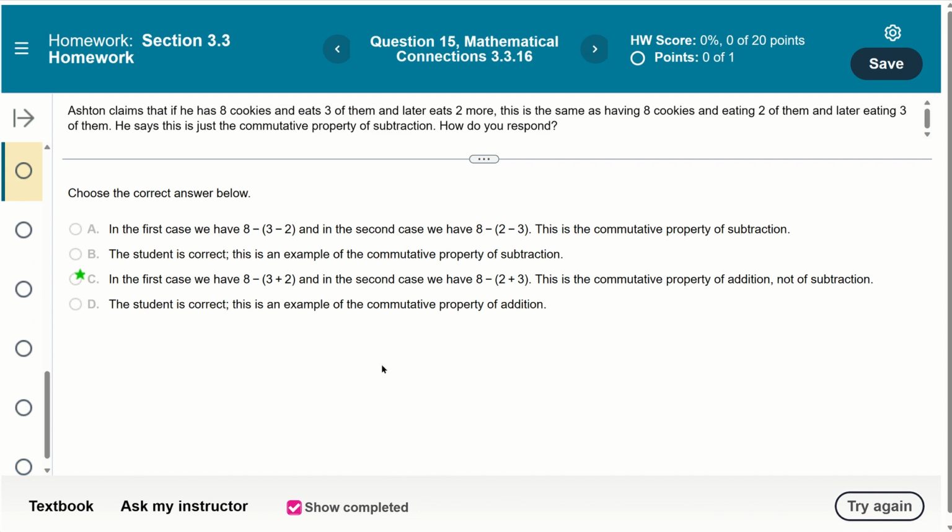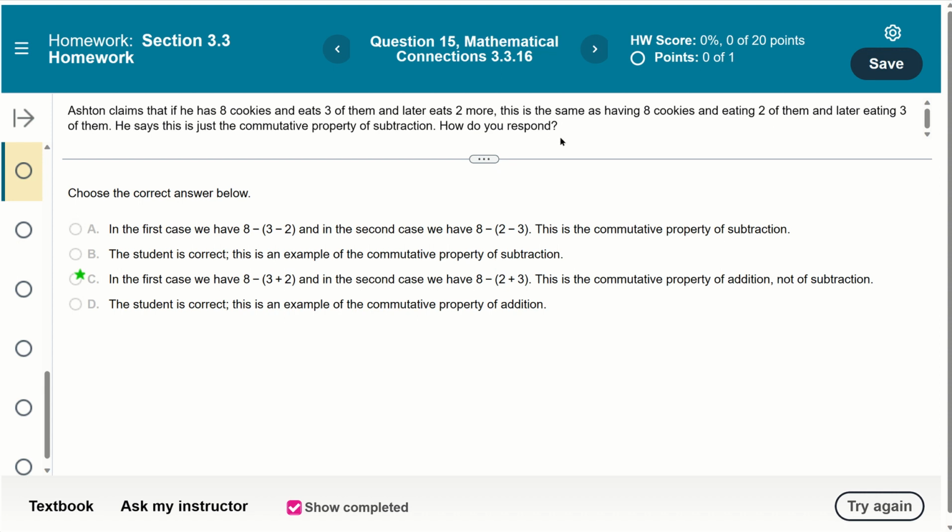All right, here's a nice example with properties. Ashton claims that if he has 8 cookies and then eats 3 first and then 2 later, this is the same as having 8 cookies and then eating 2 and then 3. He says this is the commutative property of subtraction.